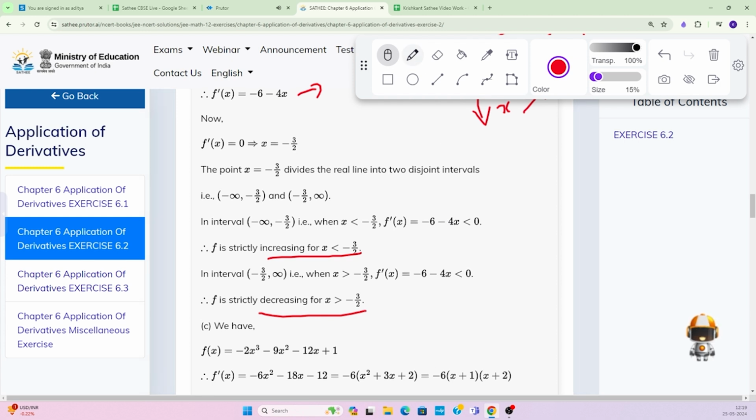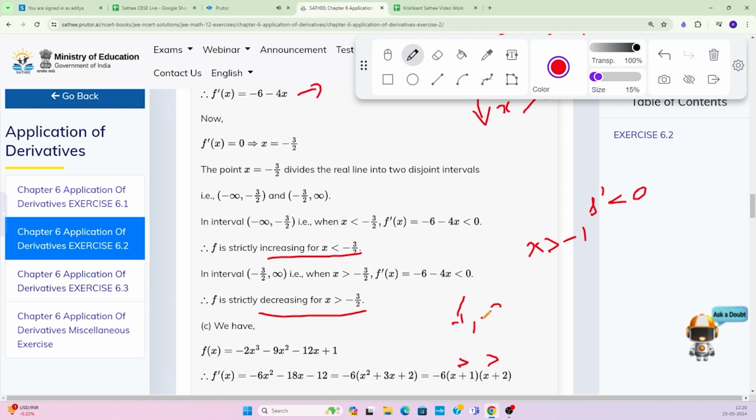Now what you can do is quite simple. You have minus 1 and minus 2. So take a value greater than minus 1, suppose 0. Both factors will be positive, but you have a negative here. So this means f prime will be negative. So far so good. Okay, clear?